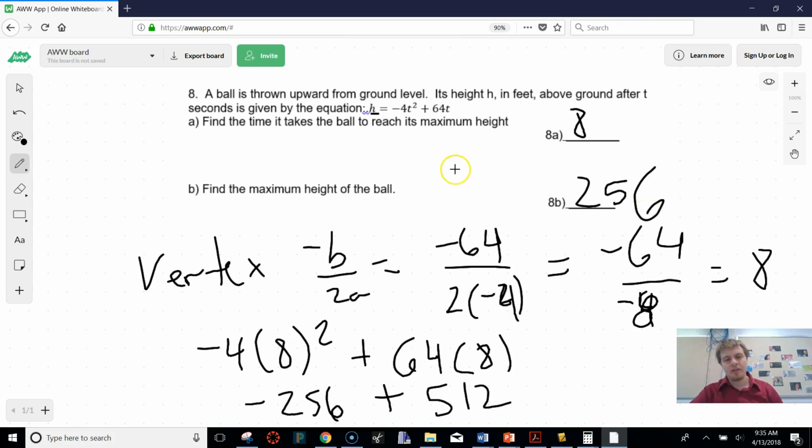So again, for this one, what you want to look for in the word problem is the keyword, which is max. And then you know how to find a max. It's negative b over 2a to find the x value of your vertex. Plug that in to find the y value, and then you have your answer. Let's do the next one.